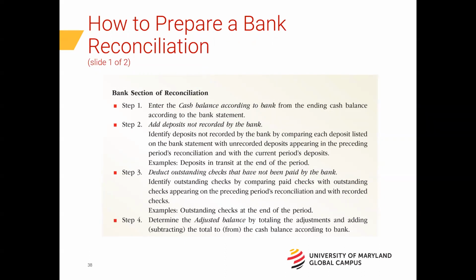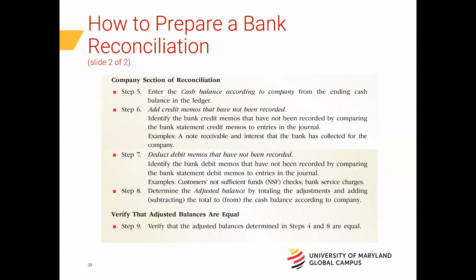First, we enter the cash balance according to the bank statement. And we add any deposits. We deduct any outstanding checks that have not yet been paid by the bank or cashed. And we determine the adjusted balance. Then we enter the cash balance according to the company. We add credit memos that have not yet been recorded. We deduct any debit memos that have not yet been recorded and determine the adjusted balance.